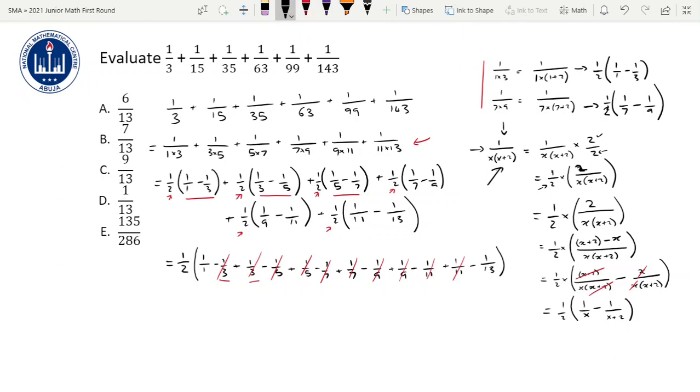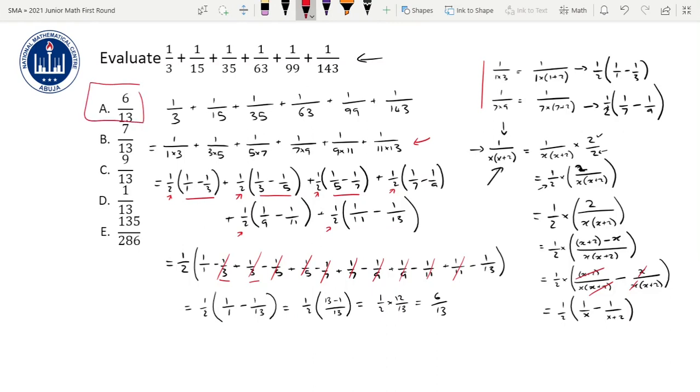So this sum here is going to be the same as 1 over 2 into brackets 1 over 1 minus 1 over 13. And this is going to be 1 over 2 into brackets 13 minus 1 divided by 13, which is 1 over 2 times 12 over 13, which is 6 over 13. So this sum we're asked to evaluate is equal to 6 over 13, meaning that option A is the correct answer to this question. So 6 over 13 is the answer. So that's how to go about solving this question.